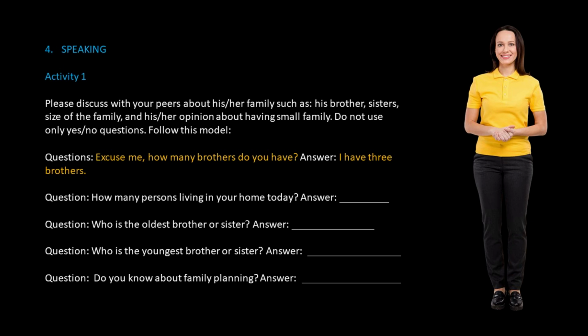4. Speaking. Activity 1. Please discuss with your peers about his or her family, such as his brother, sisters, size of the family, and his or her opinion about having small family. Do not use only yes or no questions. Follow this model, for example. Question. Excuse me, how many brothers do you have? Answer. I have 3 brothers. Please do the task. You can pause the video until you finish the task.